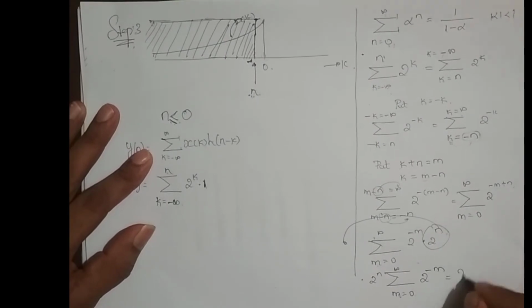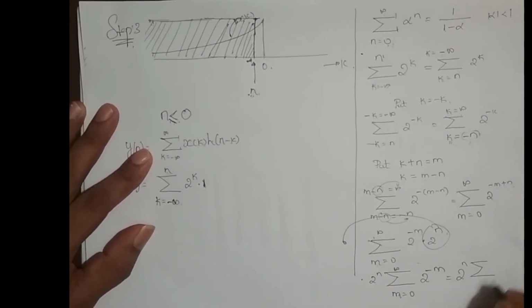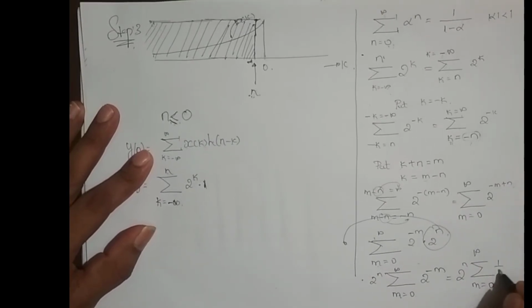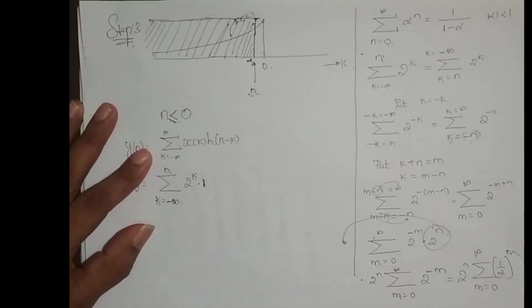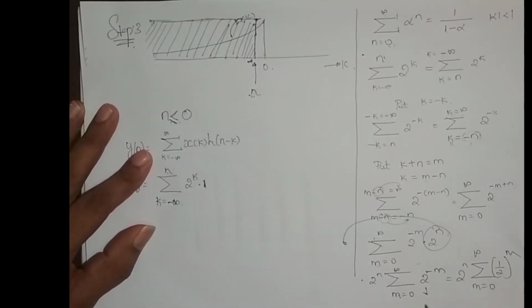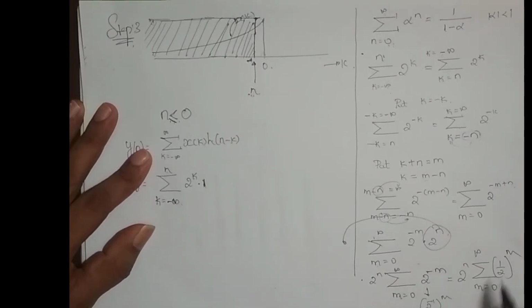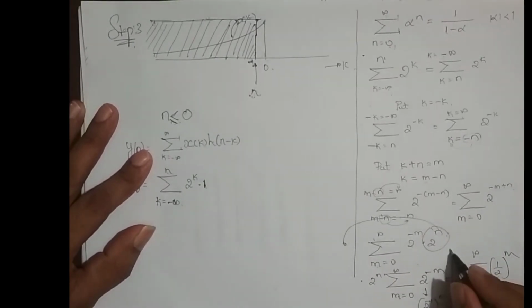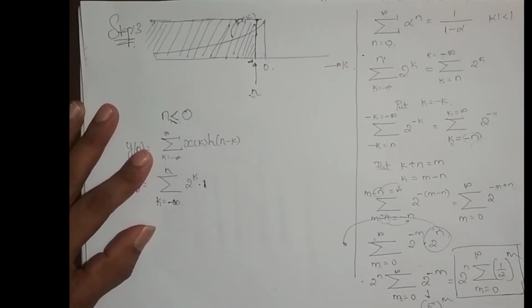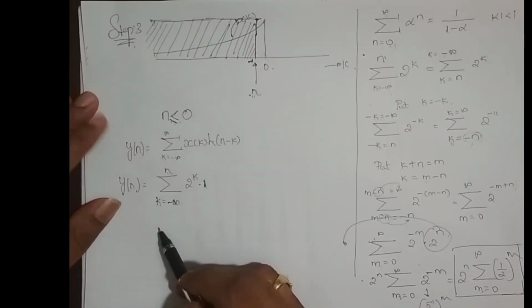Even I can simplify this: 2 power n times summation m varying from 0 to infinity, 1 by 2 power m. I can write like this, no? Because 2 power minus m, I can write it as 2 power minus 1 whole power m, and 2 power minus 1 is 1 by 2, which I wrote as 1 by 2. This is the simplification I have done just to bring this to the standard form.